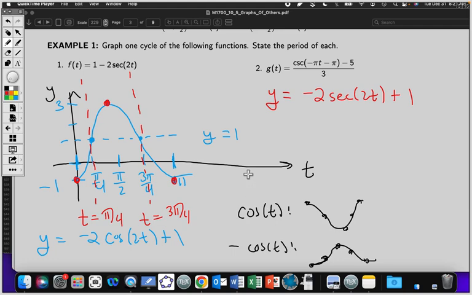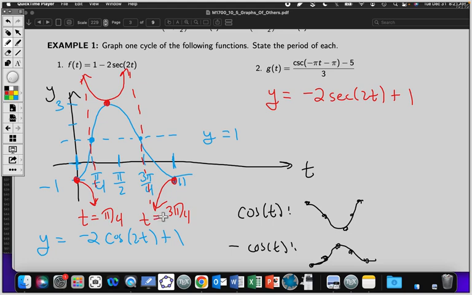As far as now filling in the rest of the curve, I know the shape of the secant function. I have a gap between negative 1 and 3. So that's going to force the vertical asymptotes to fill in this way. As I come into pi over 4 from the left, we're going to negative infinity. As I come into pi over 4 from the right, I'll be going to positive infinity. As I come into 3 pi over 4 from the left, positive infinity. 3 pi over 4 from the right, negative infinity.